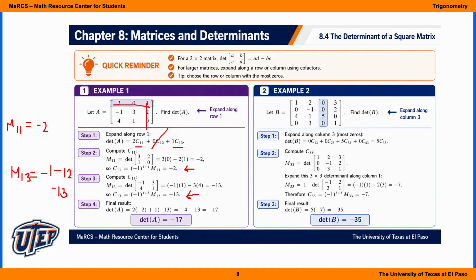So now, using our formula for the row expansion, we'll do 2 times C11, and C11 was -2. So 2 times -2 plus our 1 from the last entry times C13, which was -13, and that'll give us a determinant of -17.